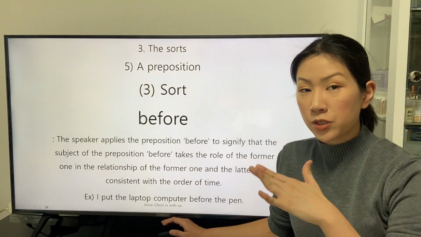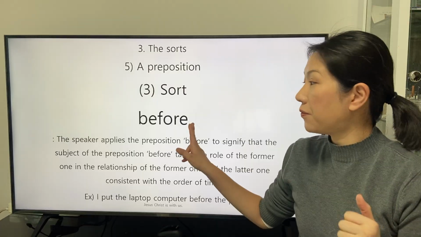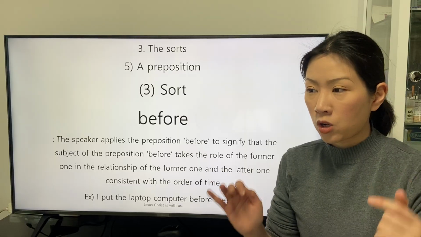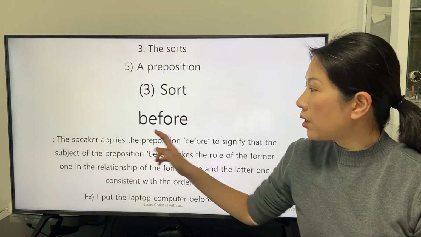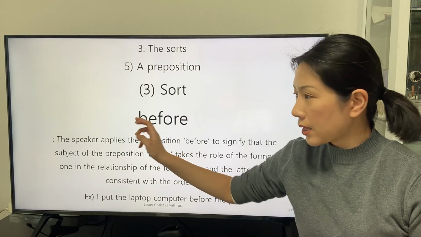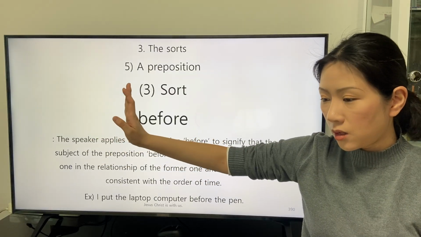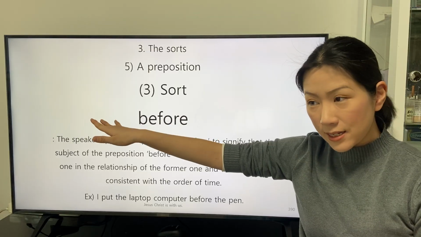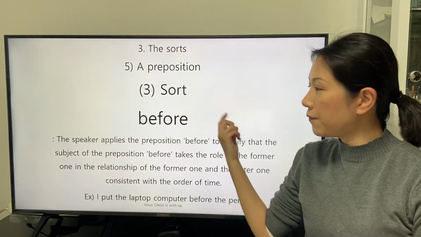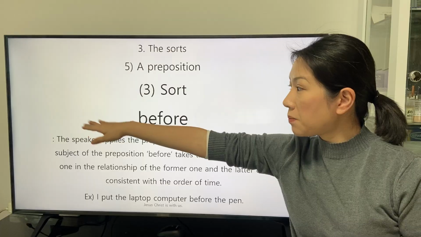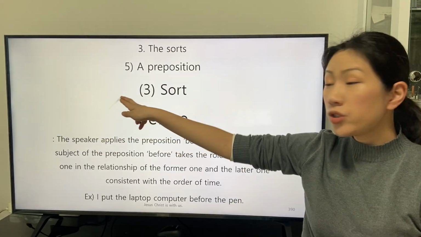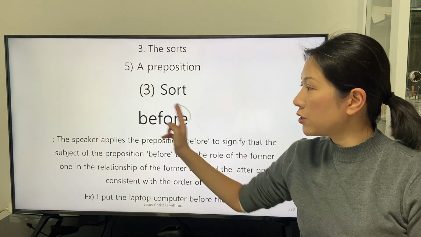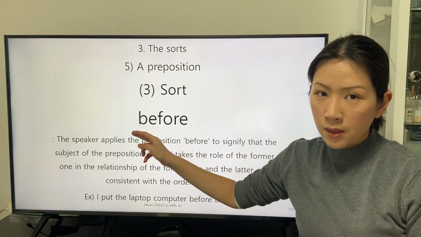The next preposition we will study is the preposition before. The preposition before is able to be applied as a conjunction as well. The preposition before describes the subject that comes ahead of the object. The subject chooses and actualizes the definition of the preposition before.